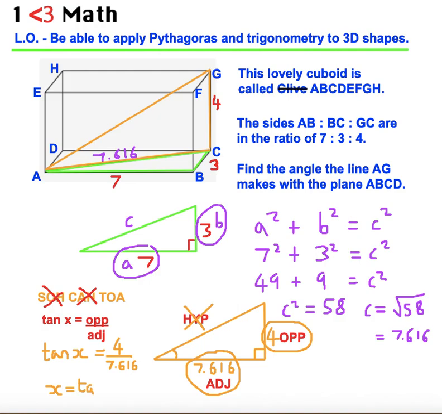So x is going to equal tan minus 1. Make sure you use your brackets accurately: 4 divided by 7.616. Enter this into your calculator and hit the equals button. You get x, which is the angle that we're trying to work out, equals 27.7089. Write down a number of decimal places just to ensure accuracy, and then if the question asks you to round to a particular number of significant figures or decimal places, then do so. If it doesn't, it's always a good idea just to go to 2 decimal places. So the angle that the line AG makes with the plane ABCD is 27.71 degrees.